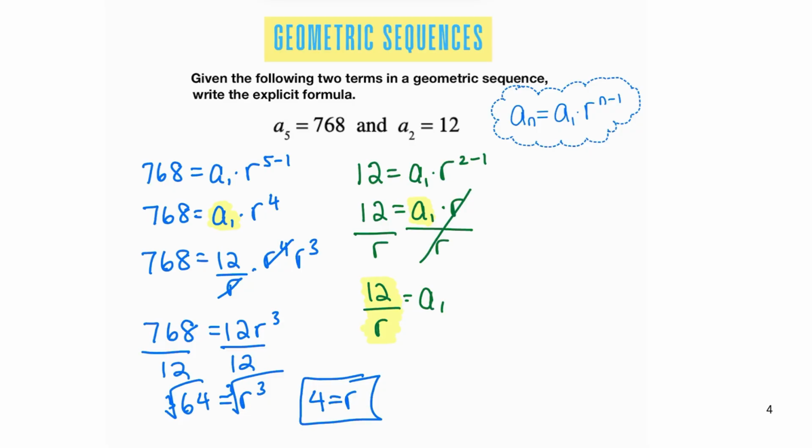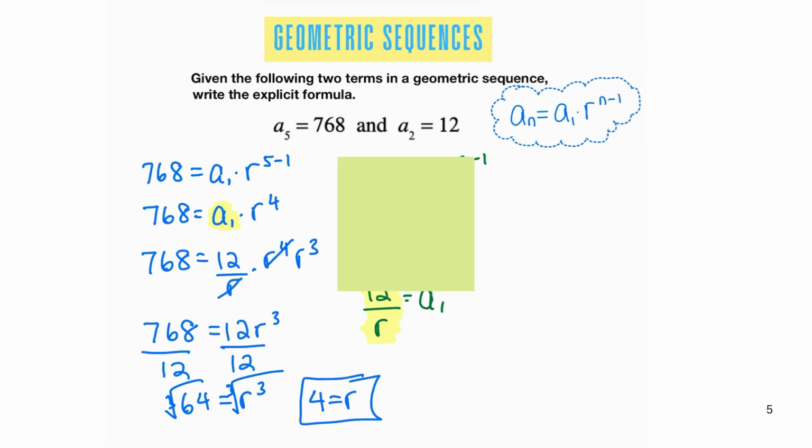Now, I still have to find the first term in this sequence because, again, coming back up to my explicit formula, there are two things we have to fill in, the common ratio and the first term.